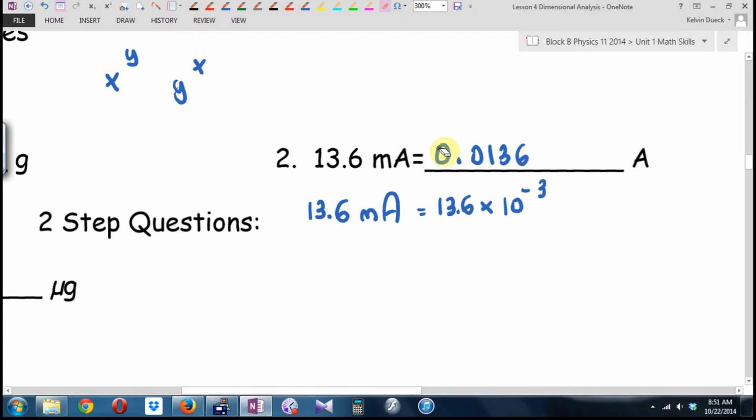Mr. Dueck, do we have to put the 0 in front of the decimal point? No, it's optional. I usually do, but I won't take marks off if you don't put it in front. There certainly has to be a 0 right there because it is 0.0136 on your calculator after. Yeah? Okay.